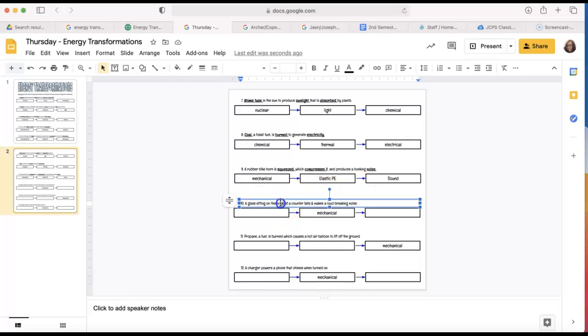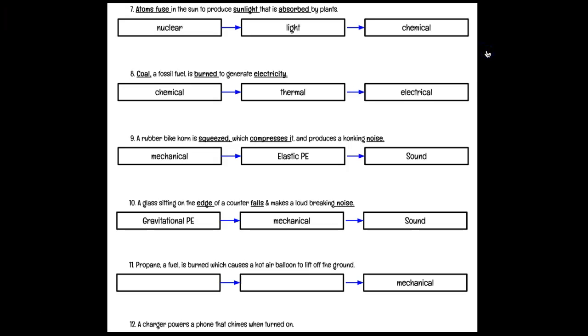So this one's easy. We're just going to highlight edge. We're going to highlight that it falls. And then we're going to highlight noise, because it leads to a loud breaking noise. So once again, gravitational PE, turned into mechanical, turned into sound energy.